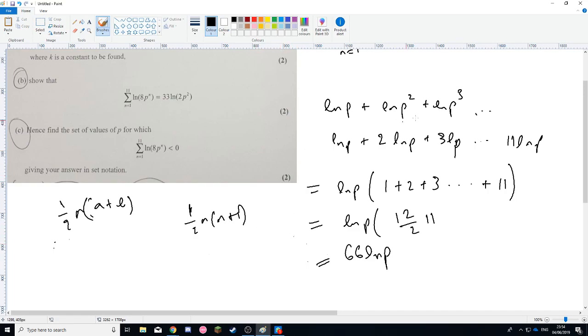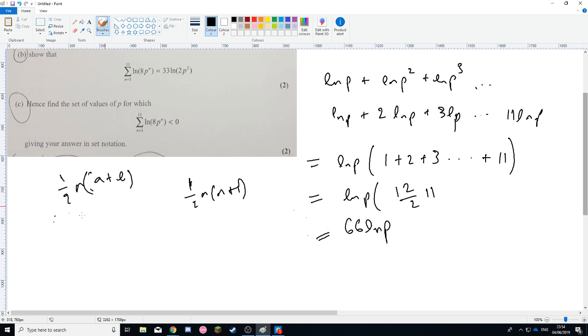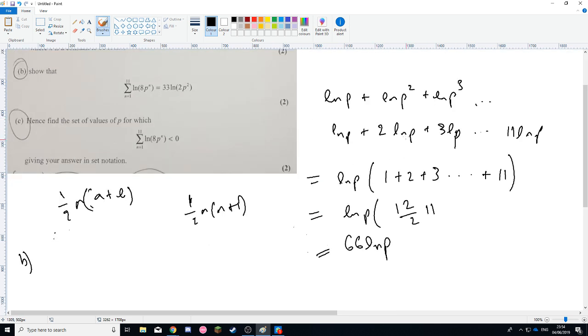66 ln p. Okay, show that the sum of ln of 8p to the n is 33 ln of 2p squared, and it's only 2 marks, so it shouldn't be too much work. How much was the first question? That was 2 marks as well. So there were only 2 things you have to do. One was power down, and second an arithmetic sum.